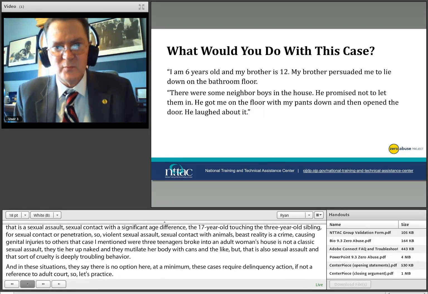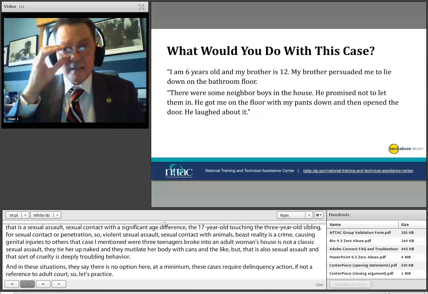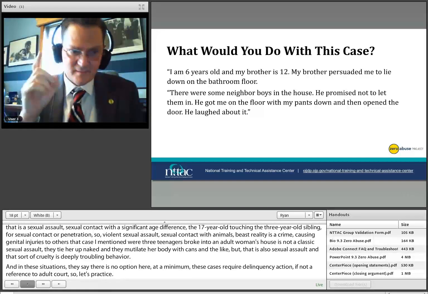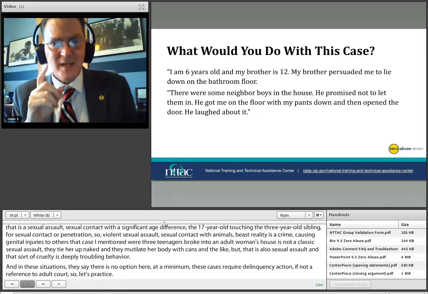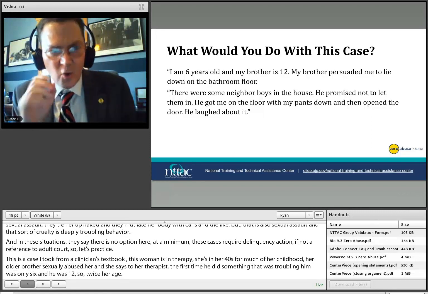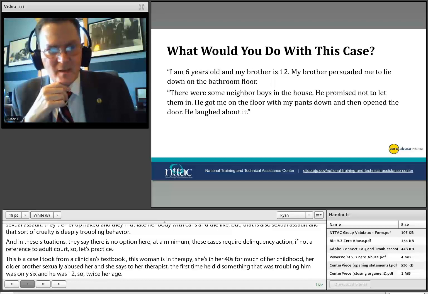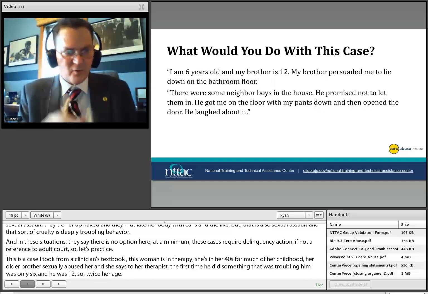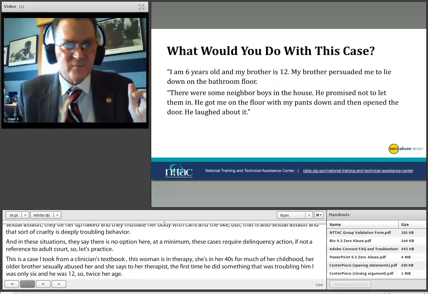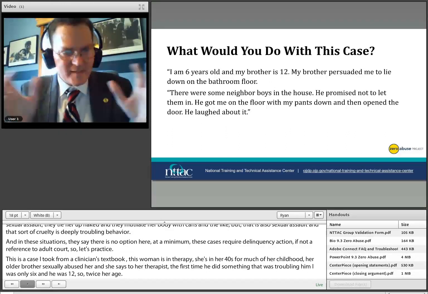And that sort of cruelty is a deeply troubling behavior. And in these situations, Salter says, there is no option here. At a minimum, these cases require delinquency action, if not a reference to adult court. So let's practice. This is a case I took from a clinician's textbook.